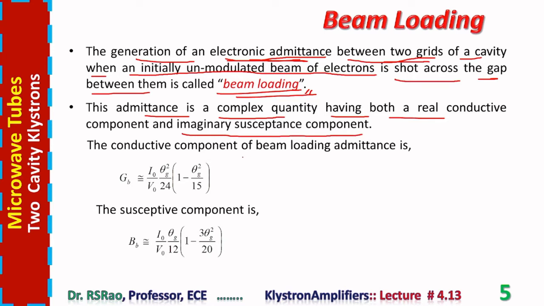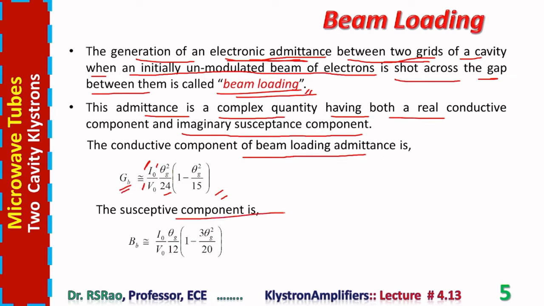The conductive component of the loading admittance can be found equal to I naught by V naught, theta g square by 24, everything multiplied by 1 minus theta g square by 15. Here I naught is the beam current, V naught is the voltage by which the beam is accelerated, and theta g is the grid gap transit angle. The symbol used to represent the conductive component of beam loading admittance is capital GP.